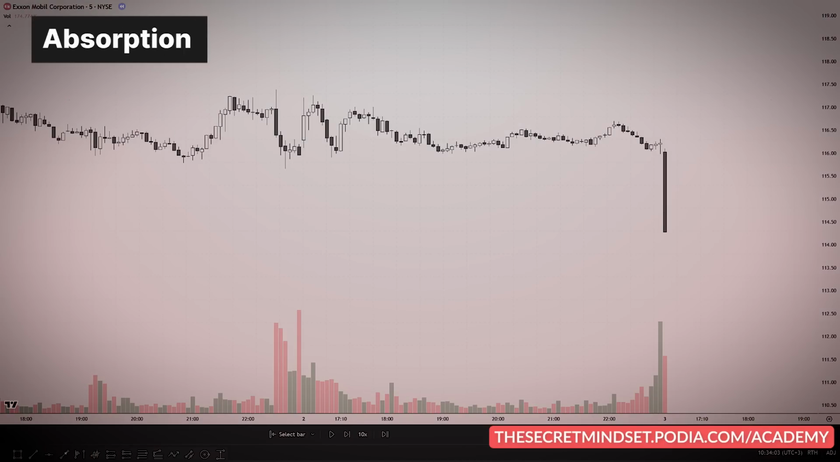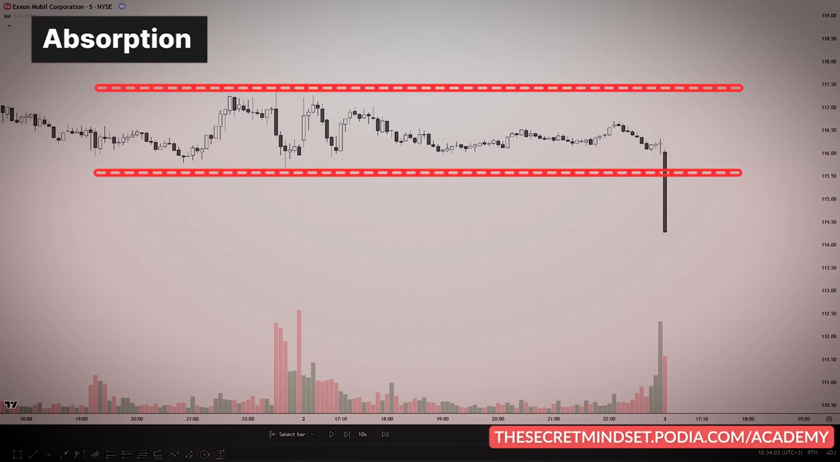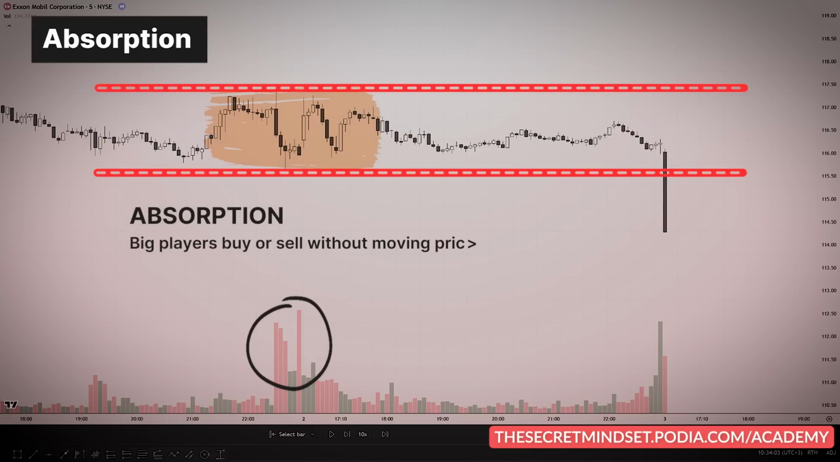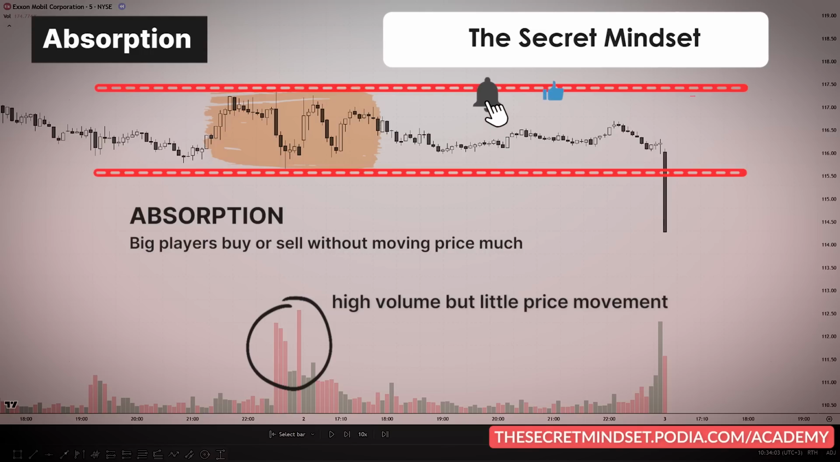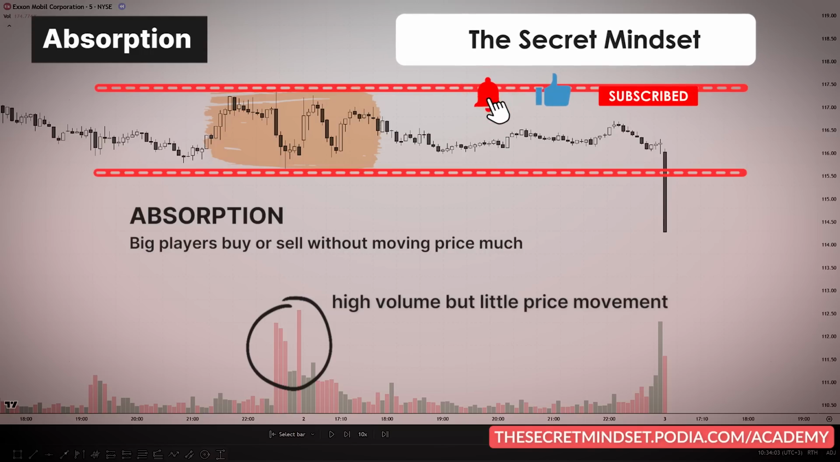Another advanced idea is absorption. This is when big players buy or sell without moving price much. It's hard to spot, but it's a powerful signal. Absorption often shows up as high volume, but little price movement. It might look boring on a chart, but it can signal that a big move is coming.